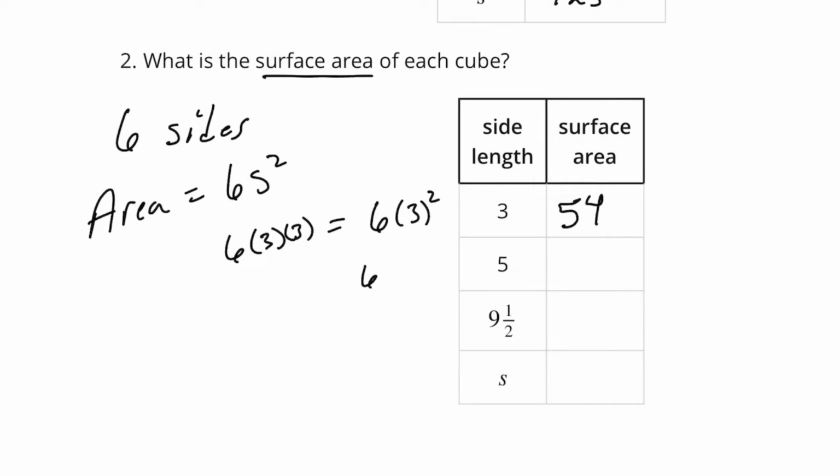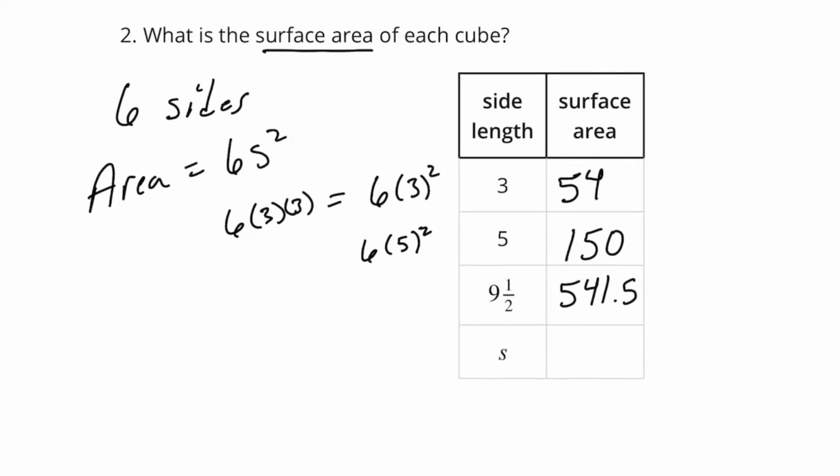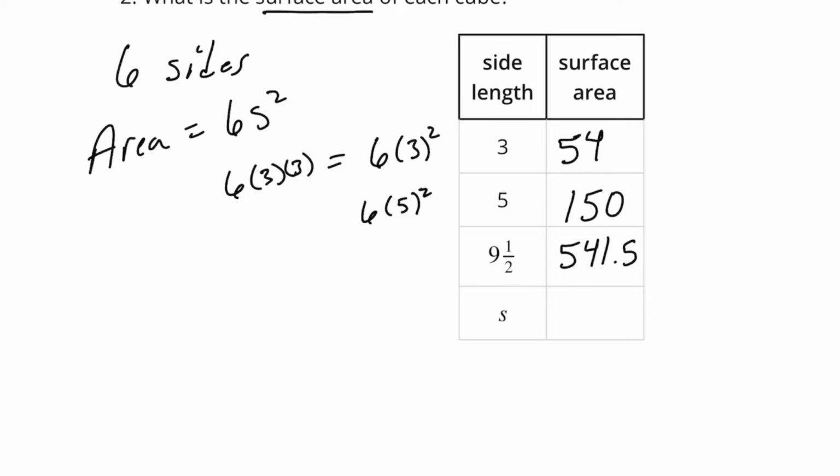Next one, we're going to have 6 times 5 squared. 5 squared is 25, and 25 times 6, like 6 quarters, is $1.50 or 150. 9.5 squared times 6, that's going to be 541.5. And if we just have the side lengths, again, we've already kind of got that written down, it's 6s squared.